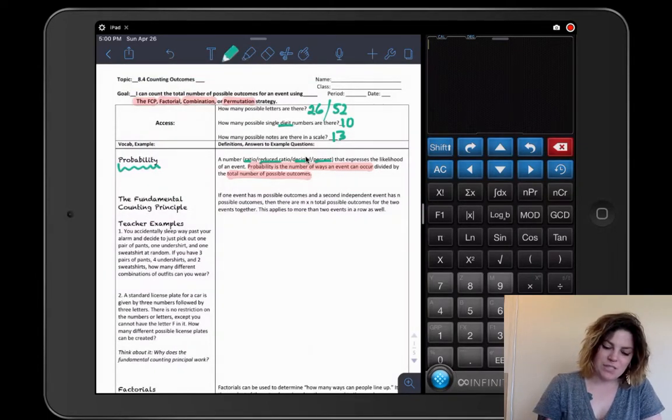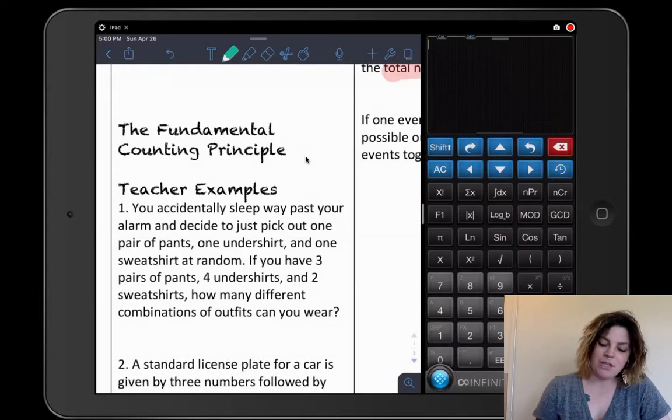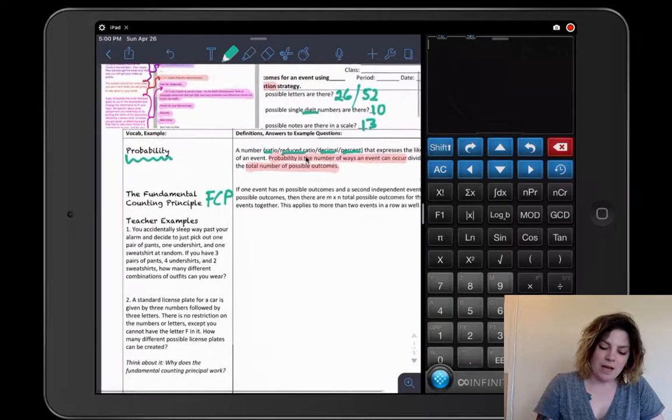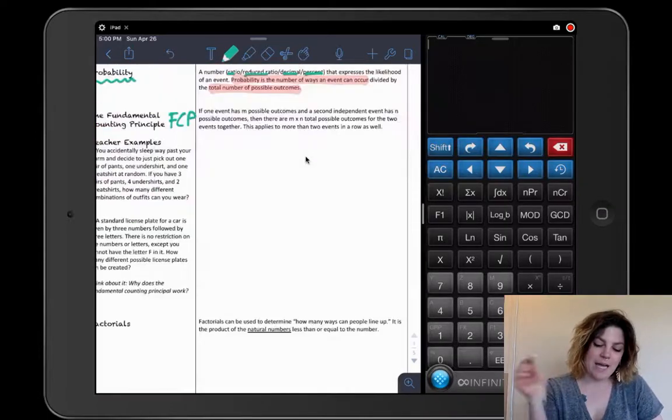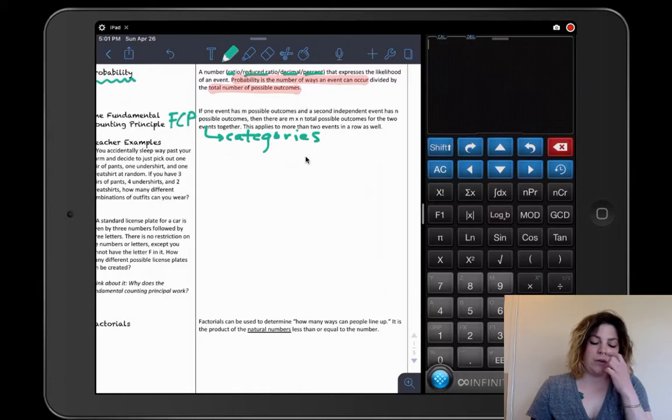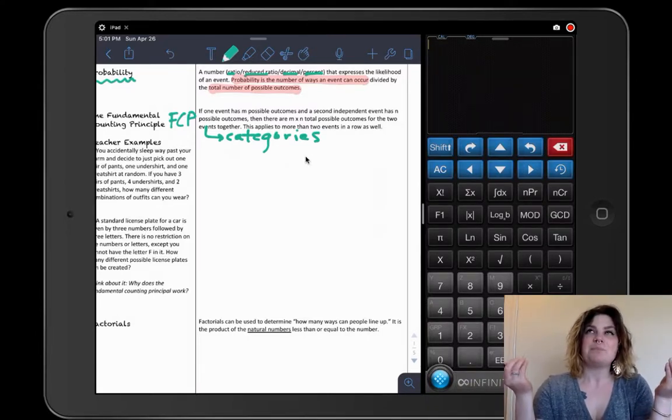Okay, so this first thing we're going to learn about is the fundamental counting principle, but I just call it FCP. The fundamental counting principle says that if you have two different categories, right? So the key thing you need to be thinking about for this is categories. If you have M possible outcomes, and then in the second independent event, you have N possible outcomes, then there are M times N total possible outcomes for the two events together. And this is true for as many events as you can think of.